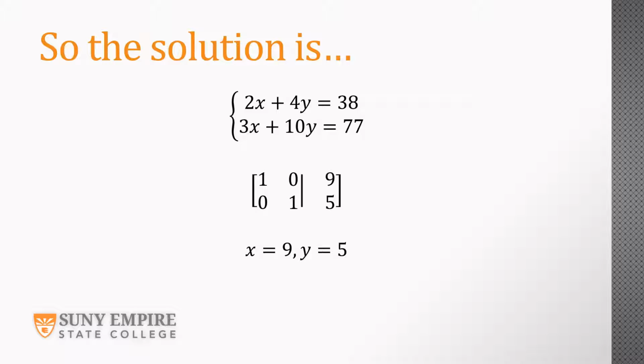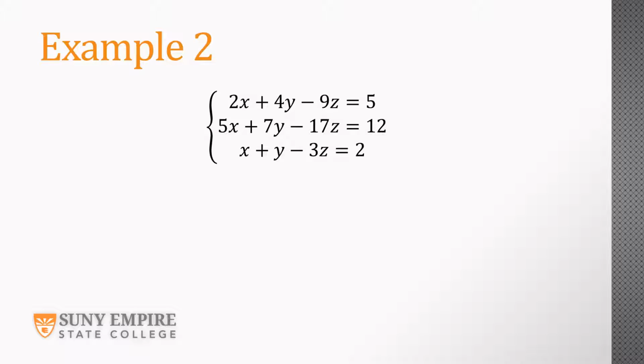Let's see an example where we have 3 variables. Suppose we want to solve the system of equations 2x plus 4y minus 9z equals 5, 5x plus 7y minus 17z equals 12, and x plus y minus 3z equals 2. Let's solve this using a matrix.